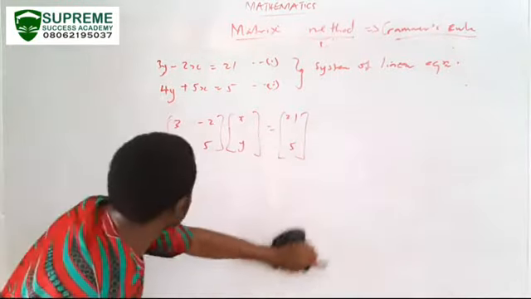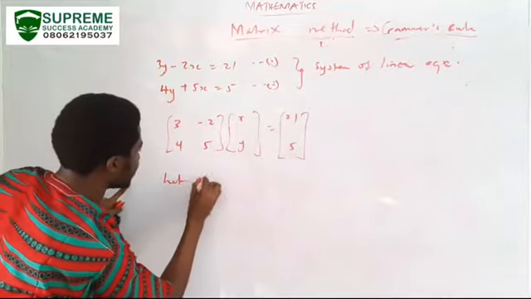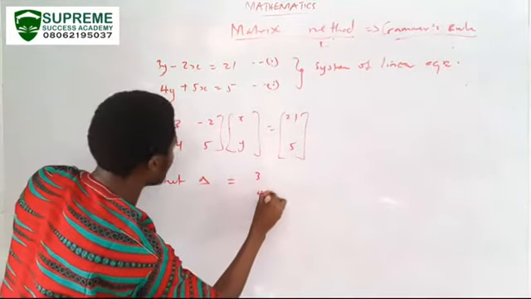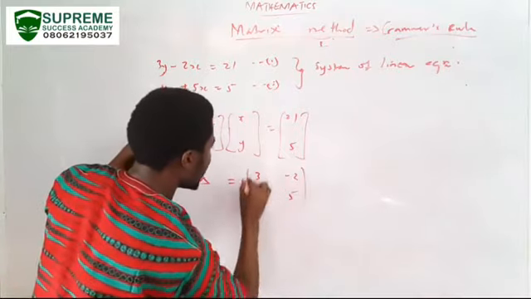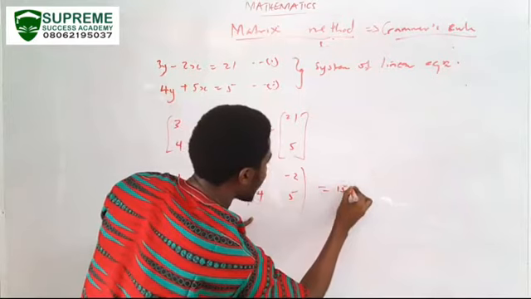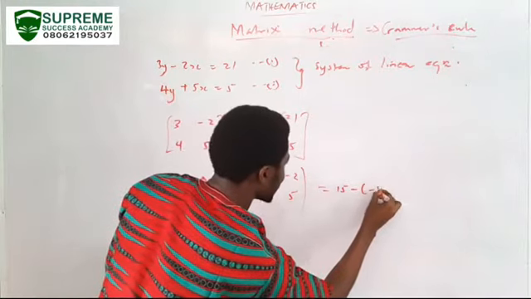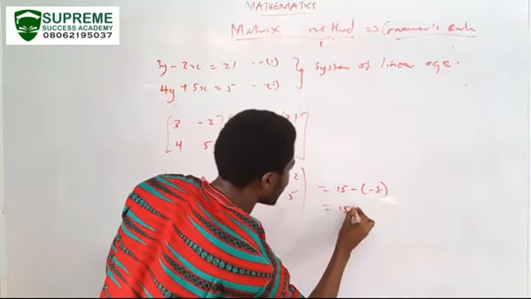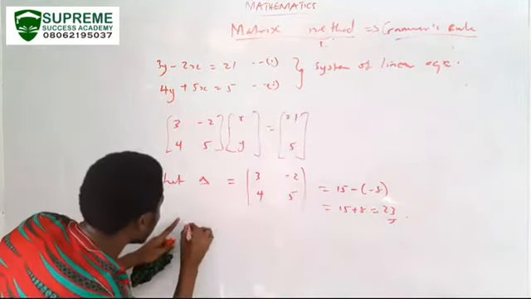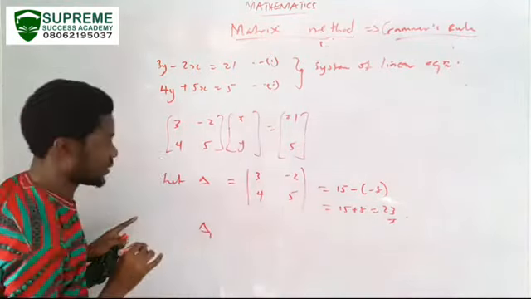Okay, now, let us define delta to be equal to the determinant of this: 3, 4, minus 2, 5. What is the determinant of this? This times this minus this times this, can you remember? That's 15 minus minus 8. And that will give us 15 plus 8, which is 23. Good.